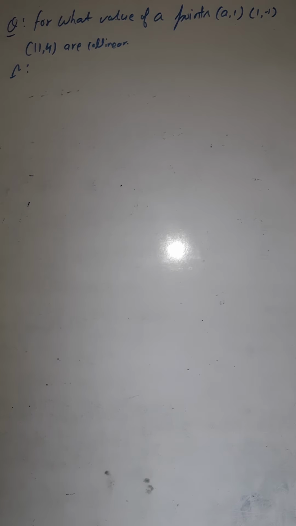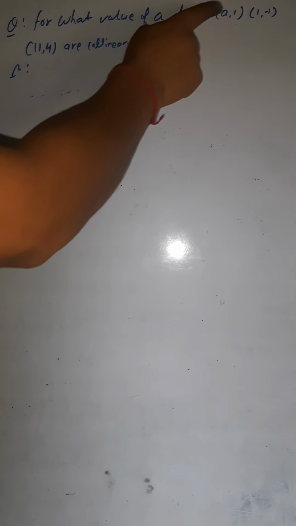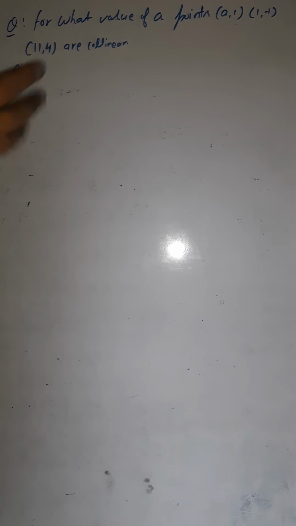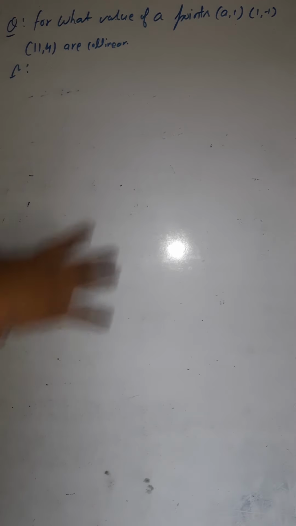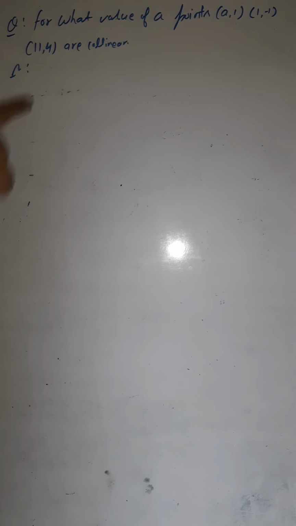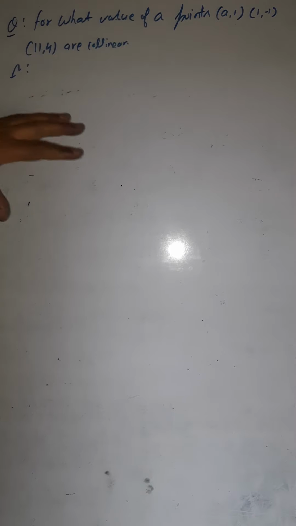Now the next question is, for what value of a are these points collinear? It means you have to find out the value of a, and you have been given that these points are collinear. It is given there. For what value of a are these points collinear means the area of the triangle is 0 here. You have to find out the value of a here. Okay, let's see how to find it.